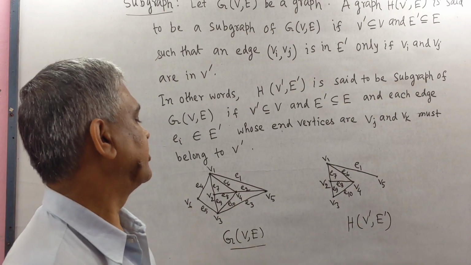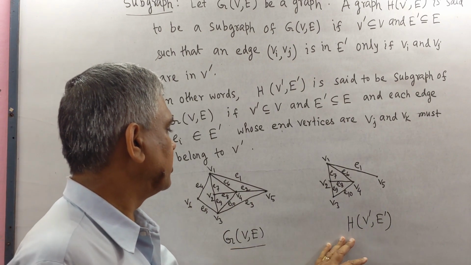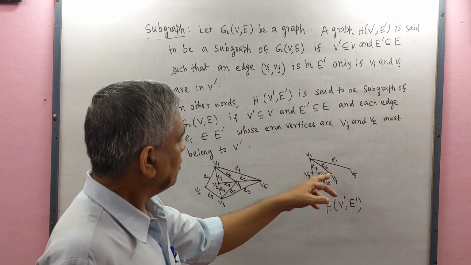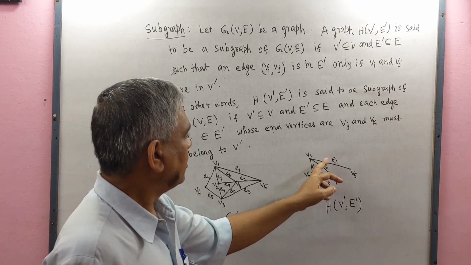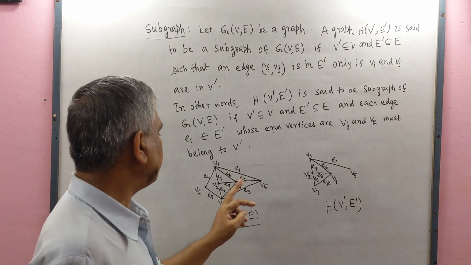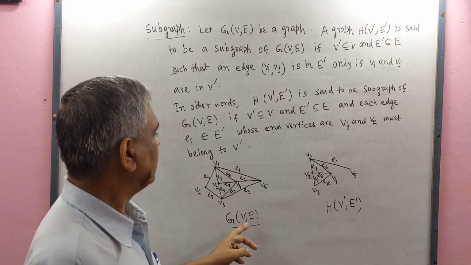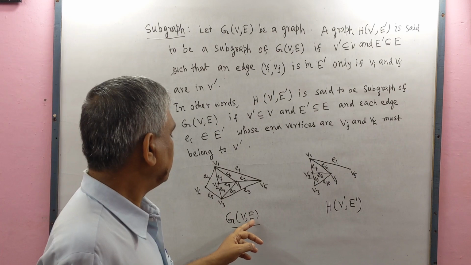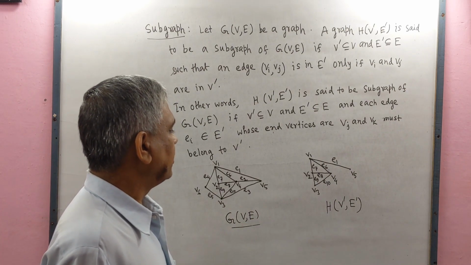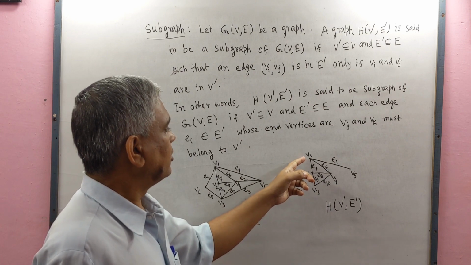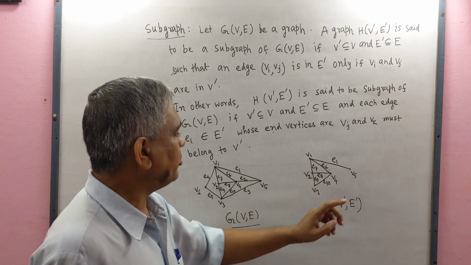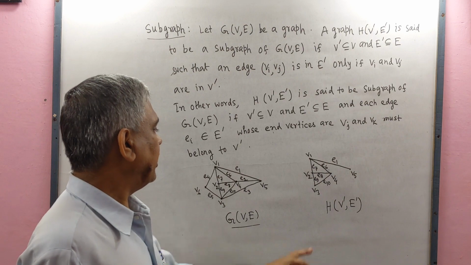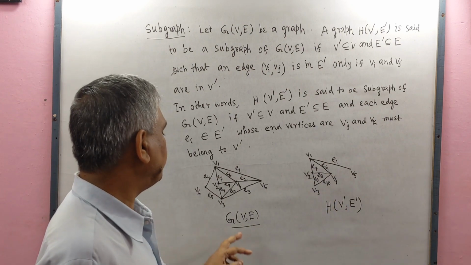belong to V', meaning this is a graph whose edges belong to E' and E' is a subset of E, meaning each edge of E' belongs to E, and the vertices connected with each edge of E' belong to V'. Therefore, H(V', E') is a subgraph of G(V, E).